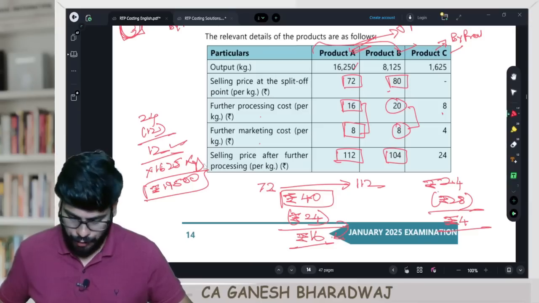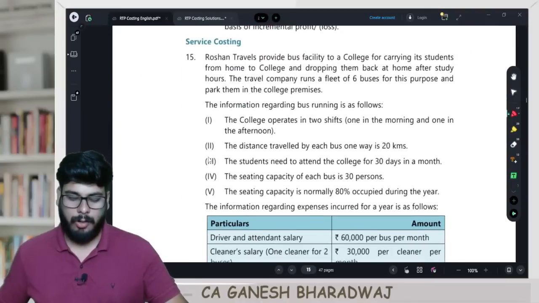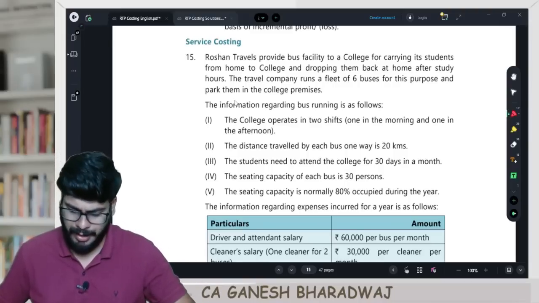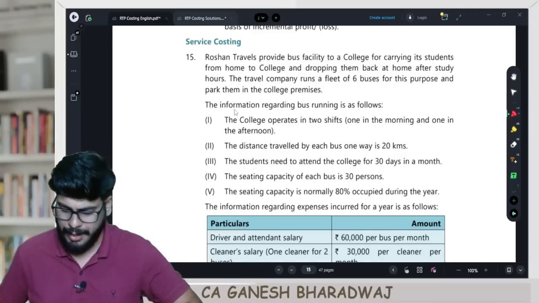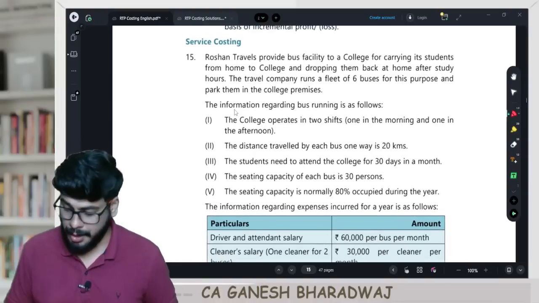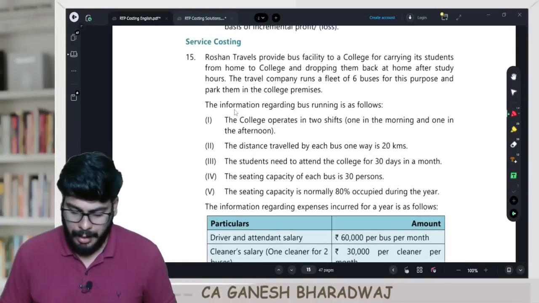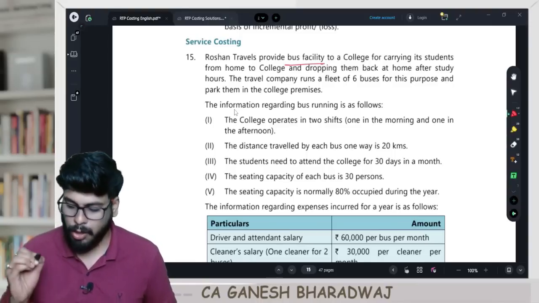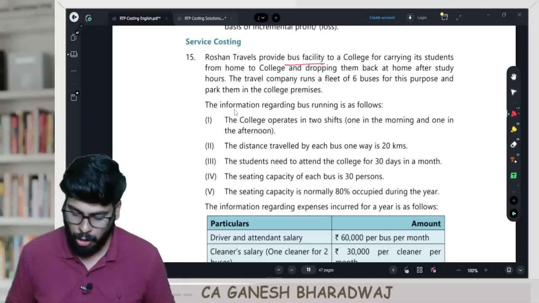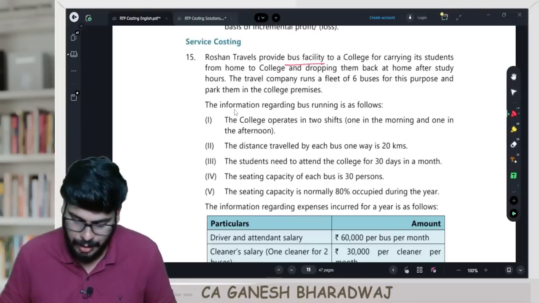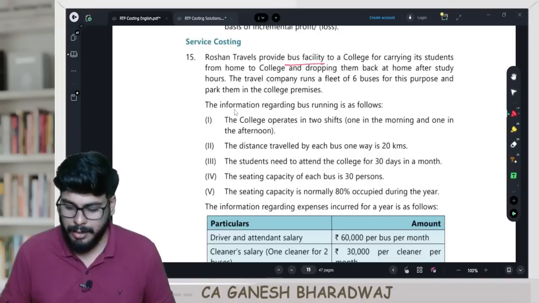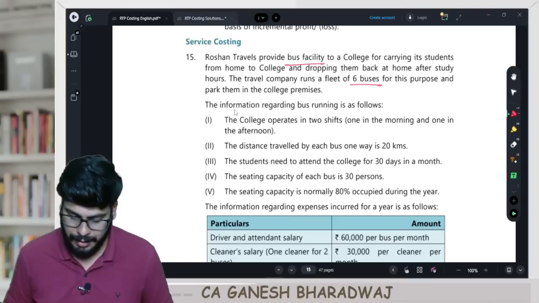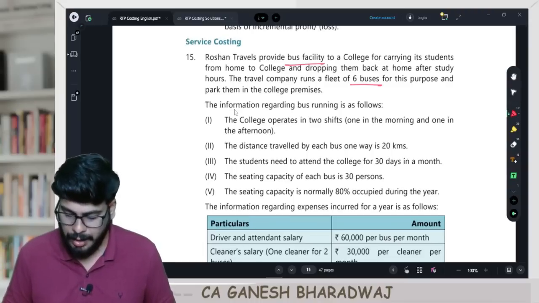Now let's move on to the next question, which is question number 15. And this question is on service costing. A good question. And once again, this question is very similar to the one which is there in our institute study material. Now let me read out the question for you. Roshan Travels provides a bus facility to a college for carrying its students from home to college and dropping them back at home after study hours. The travel company runs a fleet of 6 buses for this purpose and parks them in the college premises. The information regarding bus running is as follows.